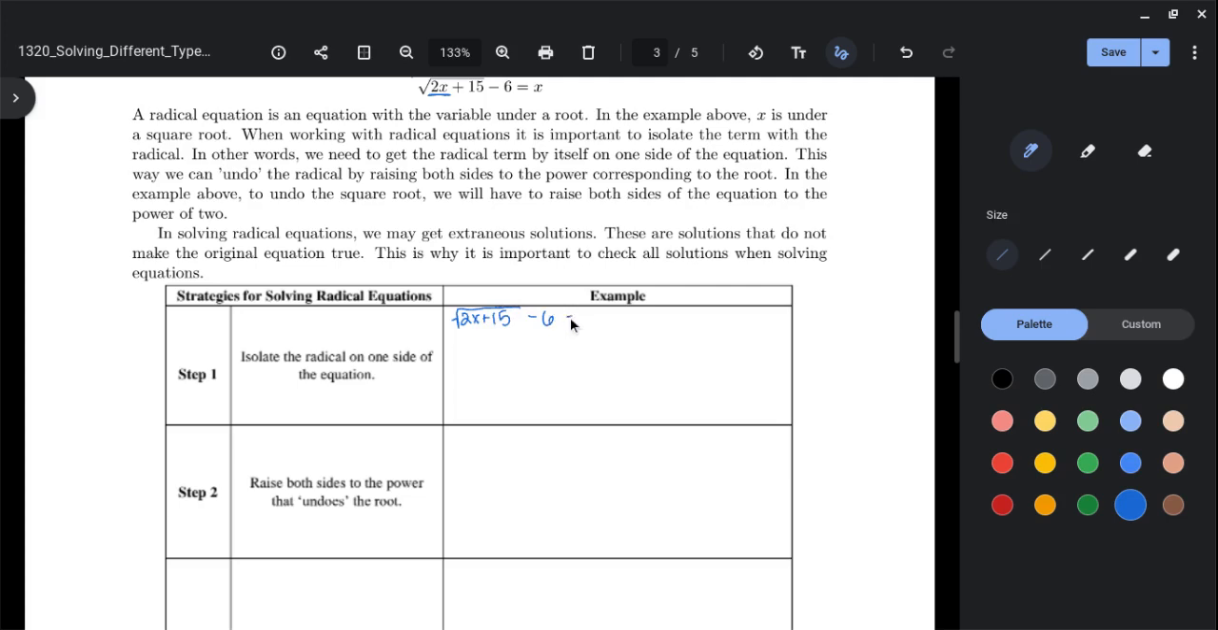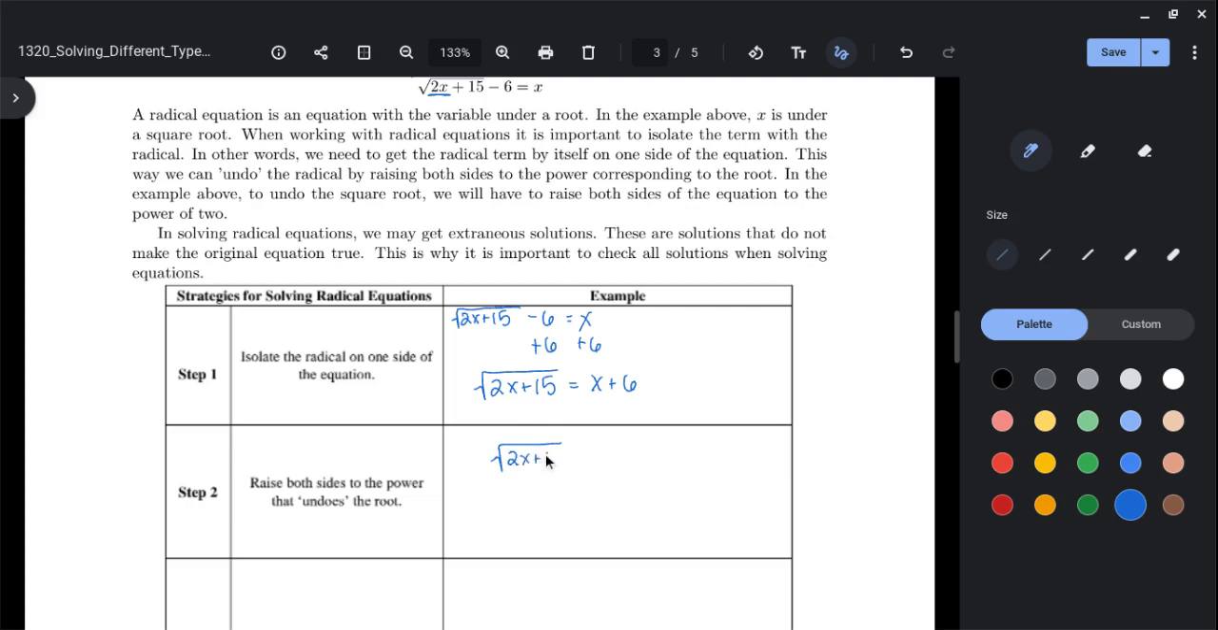minus 6 equals x. So very first thing, I want to get this square root of 2x plus 15 all by itself. So I need to move this negative 6 to the other side. To do so, I need to add 6 to both sides. So I then get the square root of 2x plus 15 equals x plus 6. All right, so we have already done step 1. Now we move on to step 2. And let me rewrite my equation here.